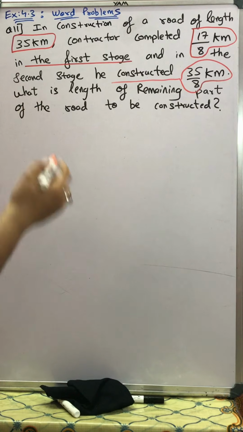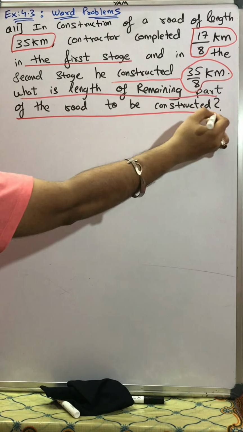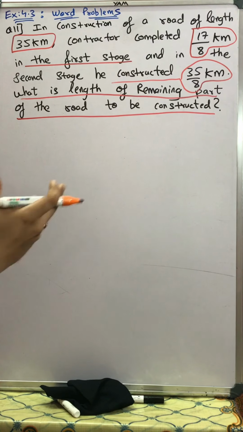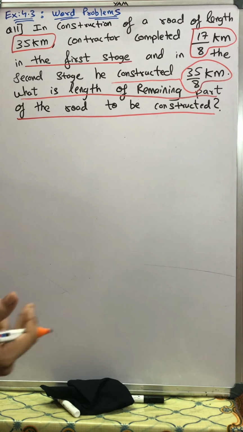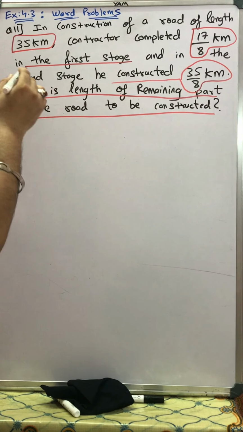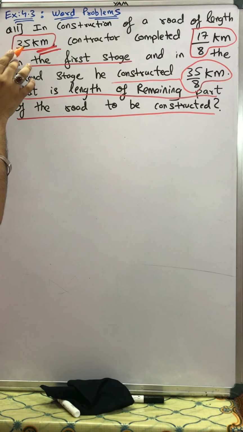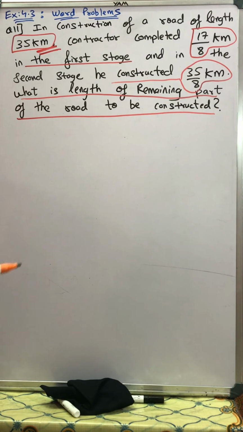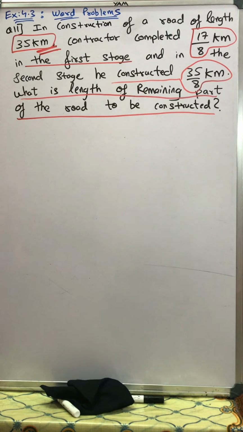Now what is asked? What is the length of the remaining part of the road to be constructed? Okay, now how much part is remaining? Remaining for what? Remaining to accomplish the aim of construction of 35 kilometers. This is important. Remaining to complete 35 kilometers.